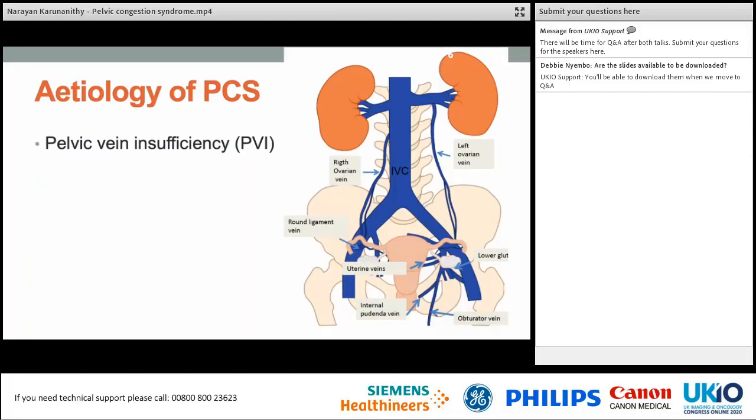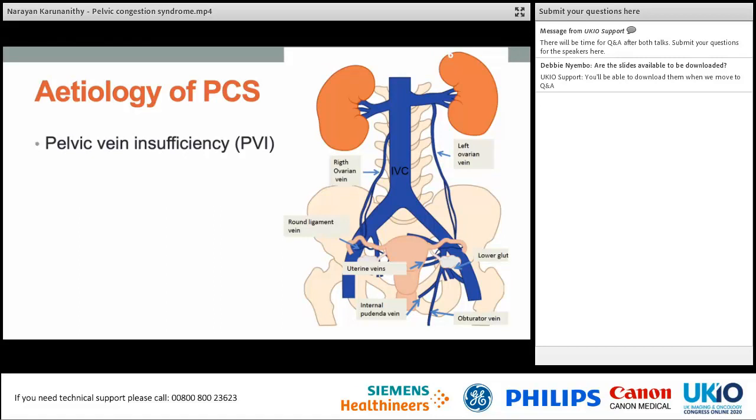When considering the etiology of pelvic congestion syndrome, what's typically thought of as pelvic congestion syndrome is often pelvic vein insufficiency or pelvic vein reflux. And as the diagram shows there, the refluxing veins, so the insufficient veins, can be any of a large plexus of veins, which include the left ovarian vein, the right ovarian vein, but also this large network of veins within the pelvis arising from the internal iliac vein, the anterior division, and commonly we see that the uterine veins, the internal pudendal veins, and the obturator veins can all be involved to varying degrees.